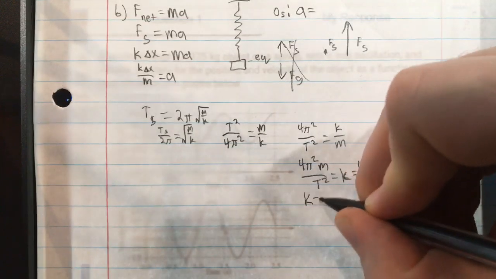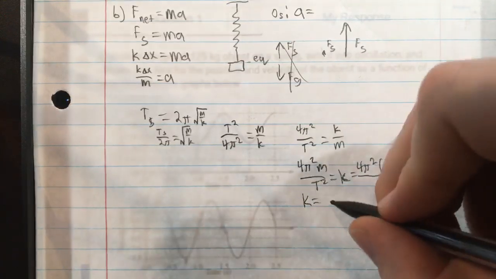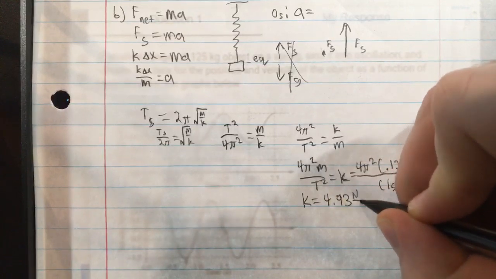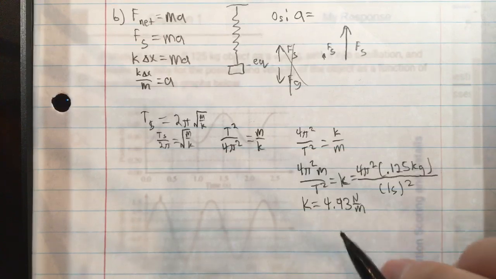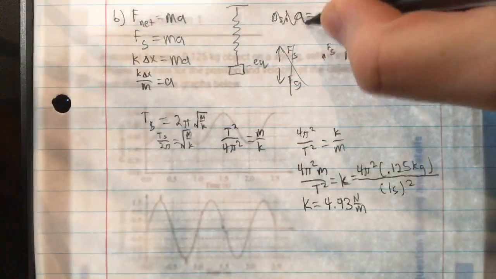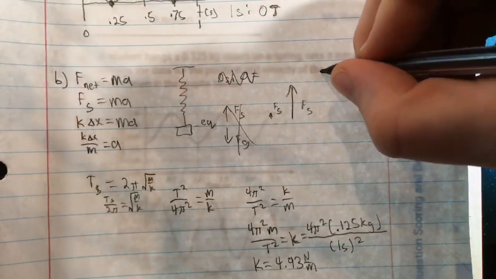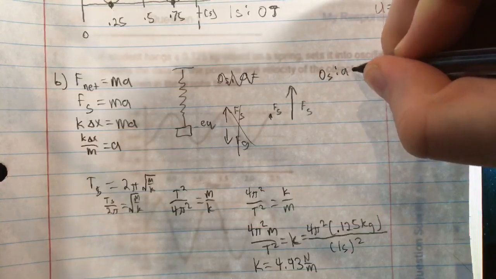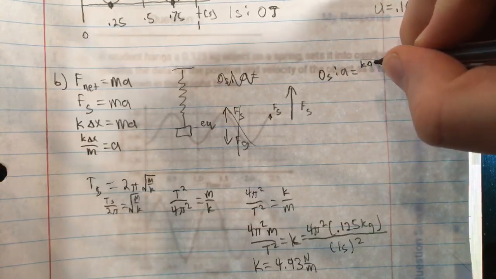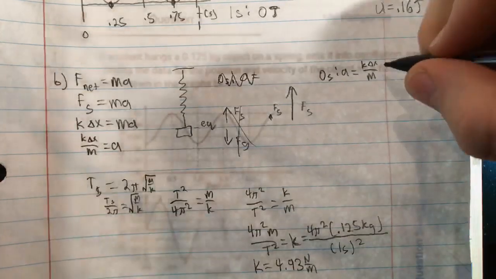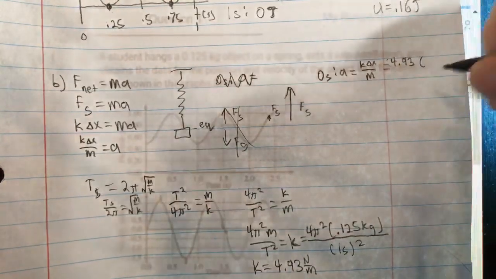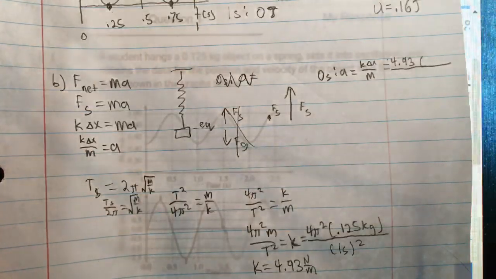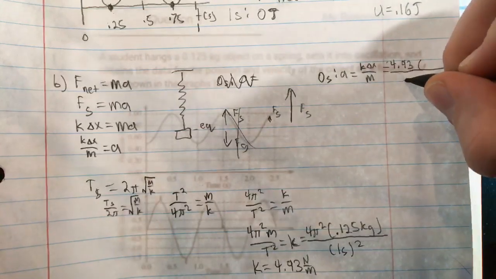So we should get a spring constant of, I got 4.93 newtons per meter. They got 5, they used g as 10. All right, so now that I know my spring constant, I can finally go back up here and deal with my accelerations at different times. So at 0 seconds, my acceleration is going to be spring constant times displacement from equilibrium divided by mass. So my spring constant is that 4.93 times, I'll get back to that in a second, divided by our mass, 0.125 kilograms.